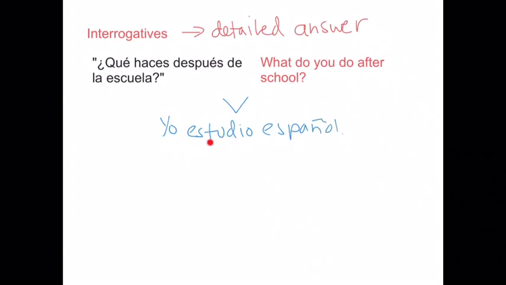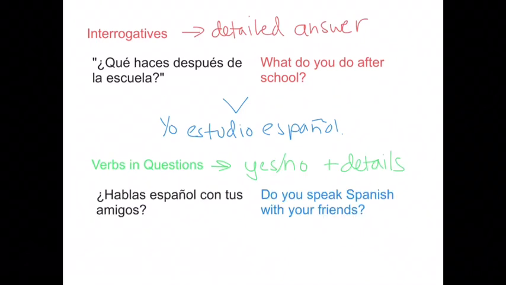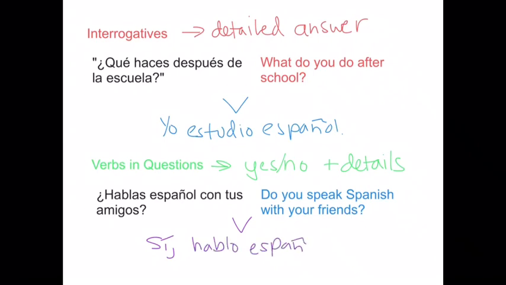But if I write a question that just uses a verb, it's a possibility that you could respond with a yes or no, and then add any further details. So for instance, ¿hablas español con tus amigos? Would be your question. Do you speak Spanish with your friends? And you'd say something like, sí, hablo español con ellos. Yes, I speak Spanish with them. Or no, no hablo español con ellos.